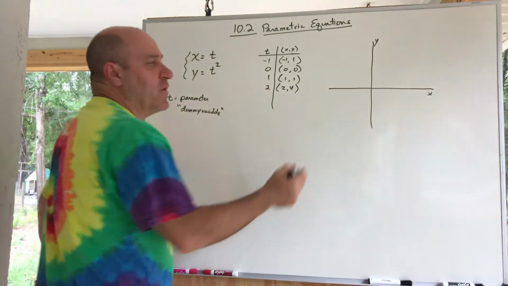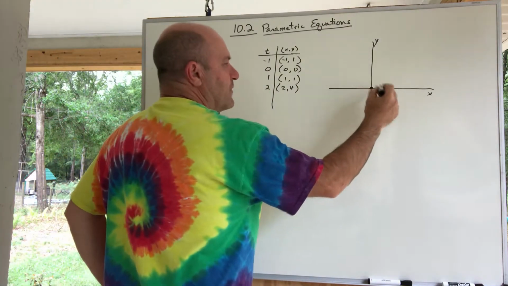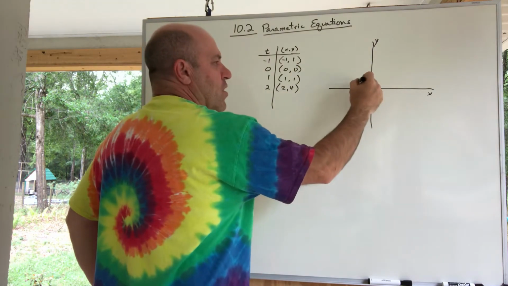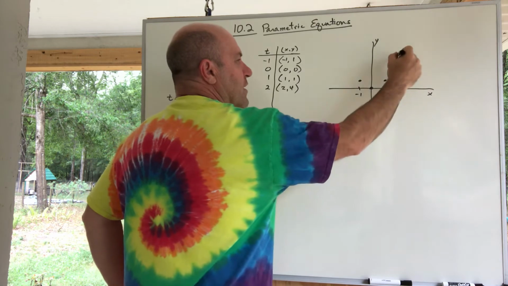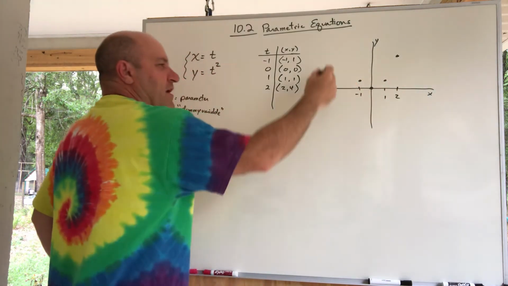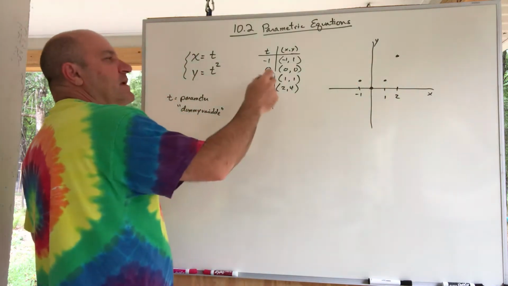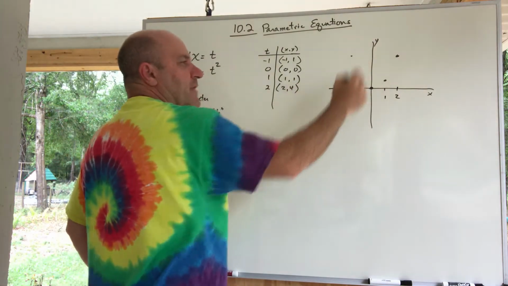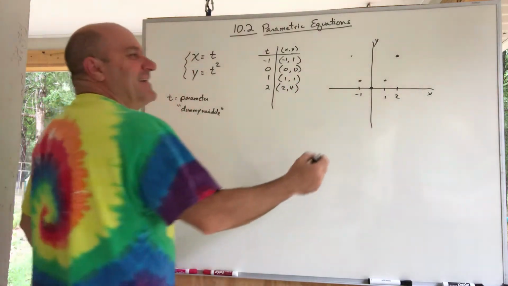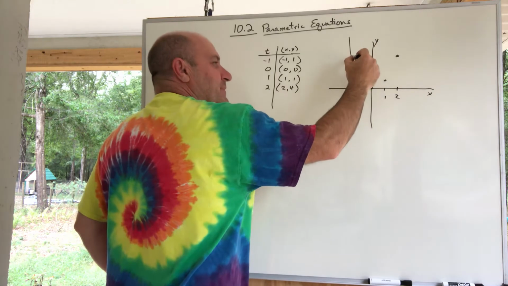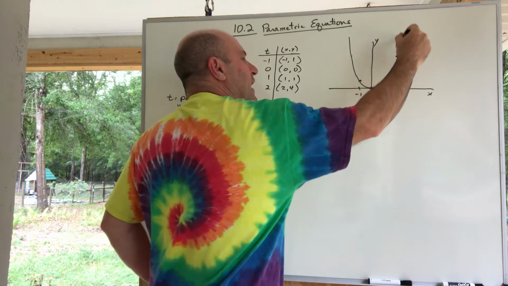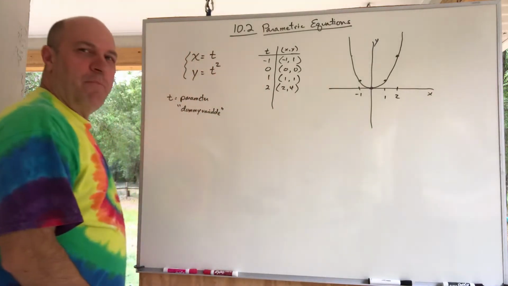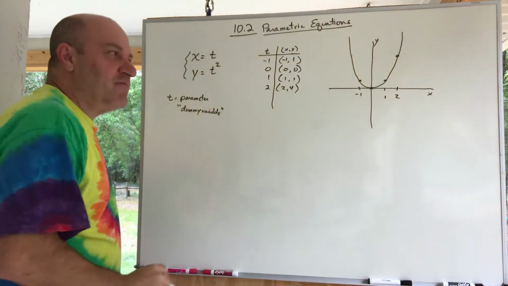If I plot these points, 0, 0, -1, 1, 1, 1, and 2, 4. I could plot more points. -2 is -2, 4. That might help. It's this parabola. It's this good old parabola. Maybe you already sort of saw that coming. But there's a little added feature here now.